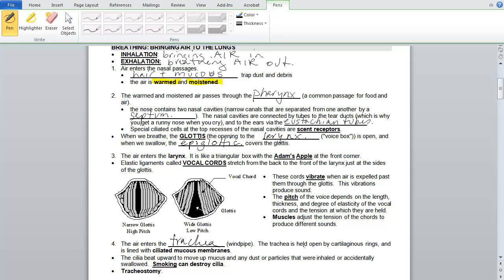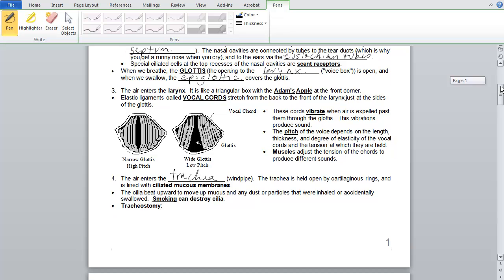The trachea is held open by cartilaginous rings that you can feel when you feel your windpipe, and the trachea is also lined with cells that produce mucus and produce cilia. Smoking, one of the many risks of smoking, destroys or burns off the cilia.